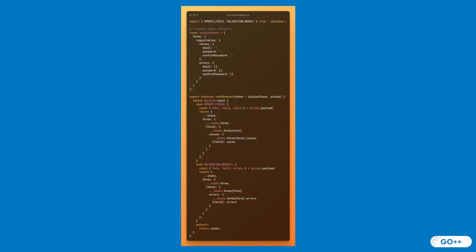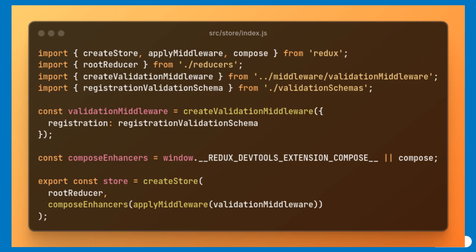This reducer manages the form state, handling field updates and validation errors for each form and field. It keeps the Redux state normalized and audit-friendly for enterprise requirements. This file configures the Redux store, applies the custom validation middleware, and integrates Redux dev tools for debugging. This setup ensures the middleware operates before reducers and allows for easy extension with more forms and schemas.